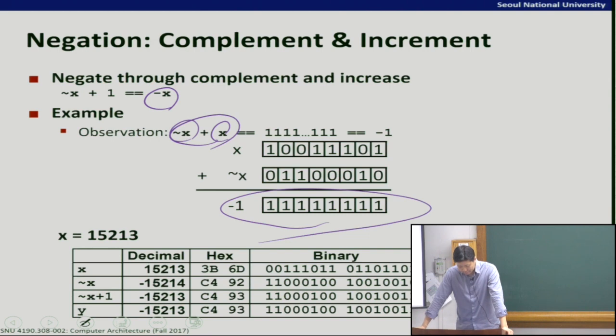So in the example, let's assume a 16-bit number representation, x equals 15,213. If x is the original number and you apply bitwise not to the original value of x, then it will be minus 15,214. And if you add 1 to it, then you recover the original magnitude, but in different polarity. Positive becomes negative, and this is basically how we calculate the negative value of x.